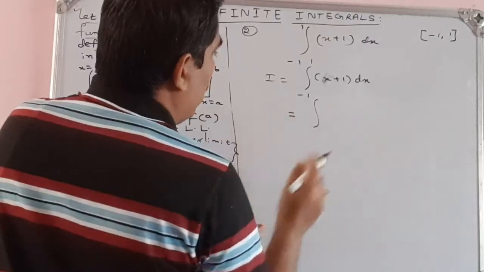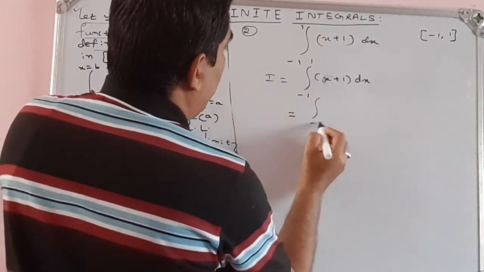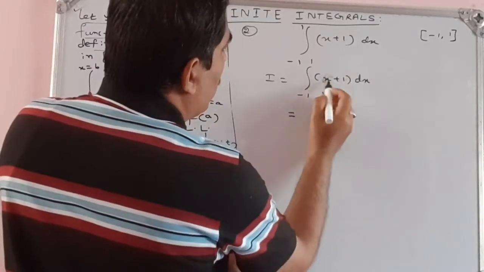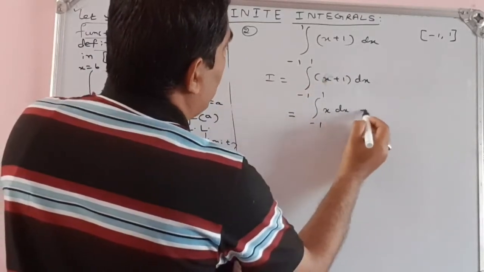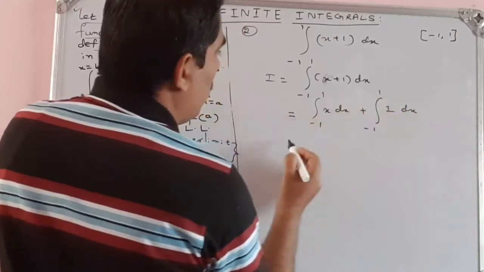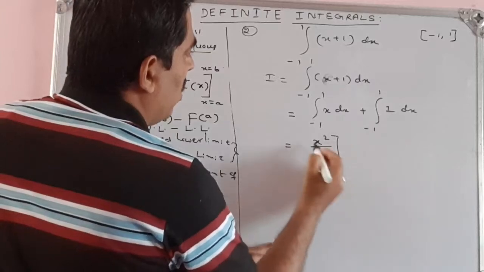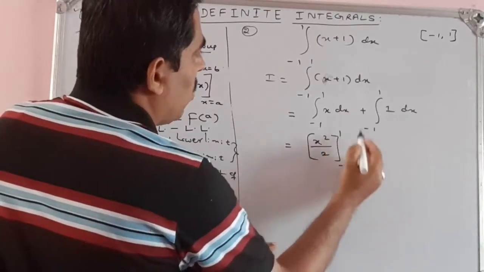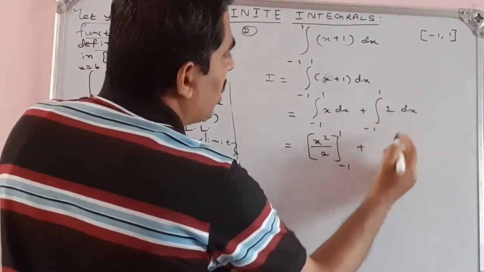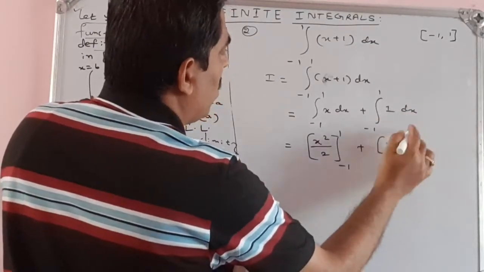Let me write it separately, from minus 1 to 1: the integration of x with respect to x plus the integration of 1 with respect to x, from minus 1 to plus 1. Observe this. Integration of x is x square divided by 2 by using the power rule, from minus 1 to 1, plus the integration of 1 with respect to x, which is x, also from minus 1 to plus 1.